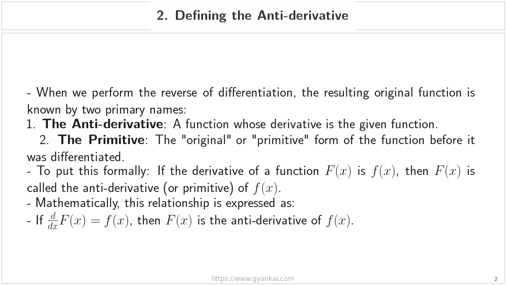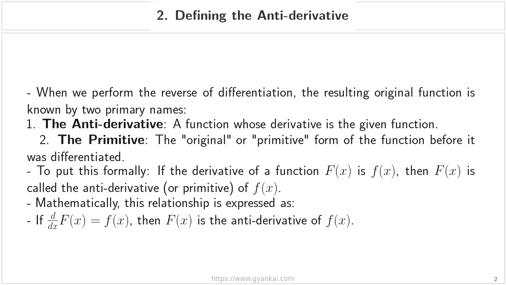Now, let's express this mathematically. We can write it as, if the derivative of F of x with respect to x is equal to f of x, then F of x is the antiderivative of f of x. You'll see this written as a mathematical equation: d by dx of F of x equals f of x, which we read as the derivative of the function F of x with respect to x is equal to f of x. Then F of x is the antiderivative of f of x.